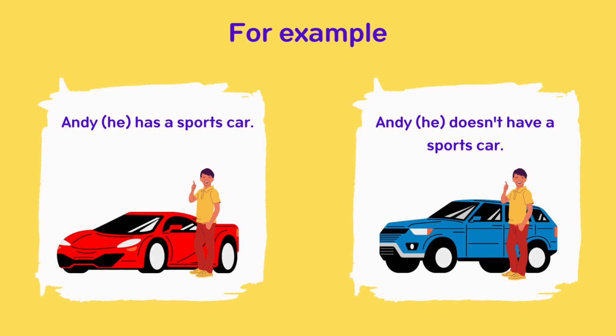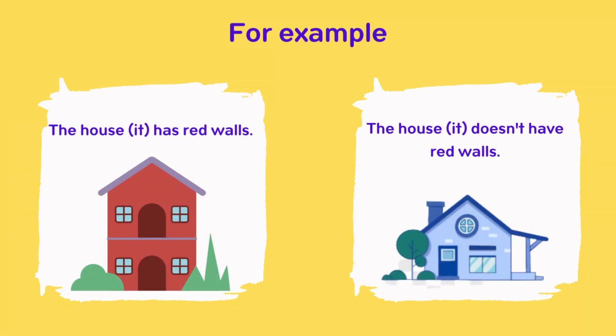Andy has a sports car. So here Andy is third person singular. Before has, we use doesn't to make it negative, and as you have learned by now, we turn has to have. So it goes like this. Andy doesn't have a sports car. The house has red walls. Let's make this negative. Easy peasy. The house doesn't have red walls.